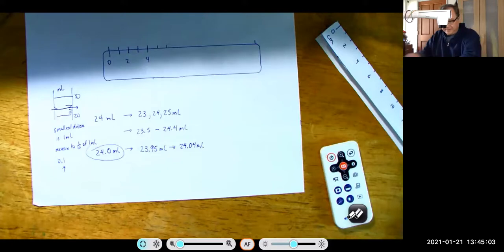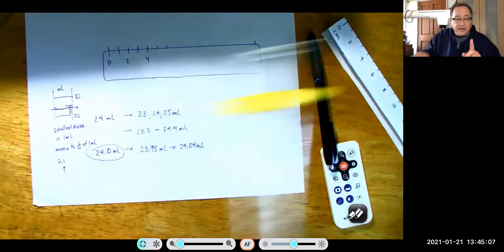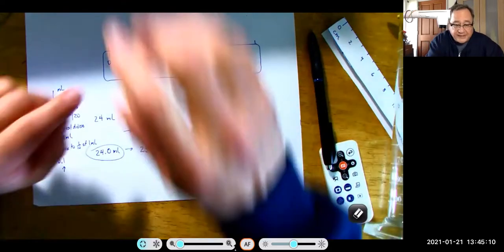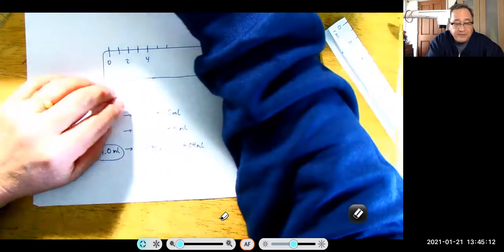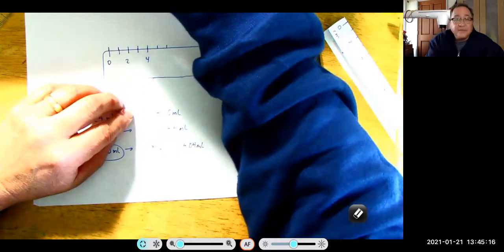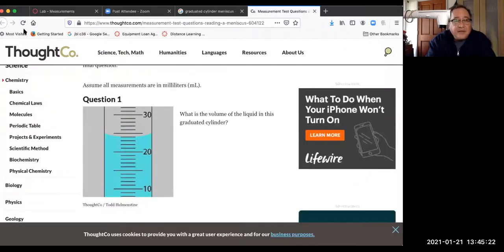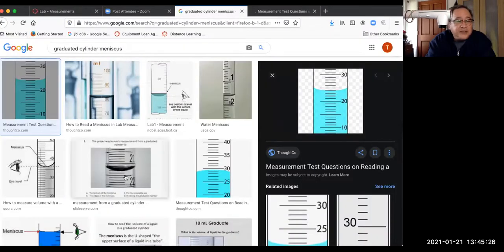Okay, excellent. Now, let's take a look at an image of a real meniscus, because that's what you're going to have to do. So I'm going to switch here to this again. And I'm going to go back to the images of the graduated cylinders, and let's take a look at this one right here.